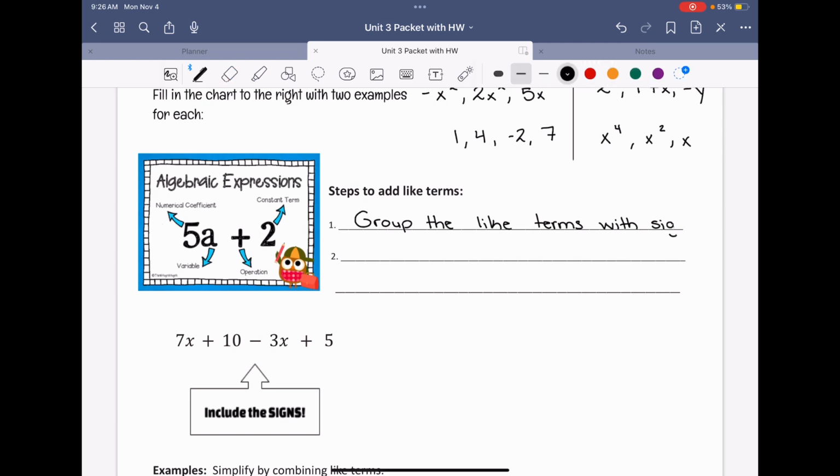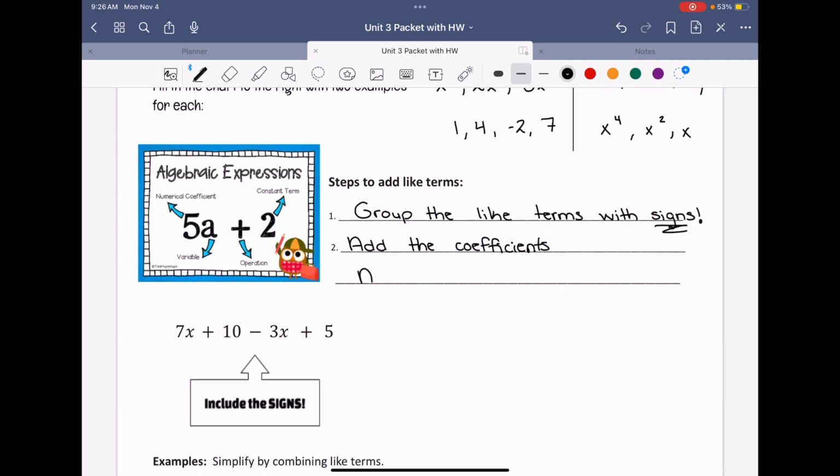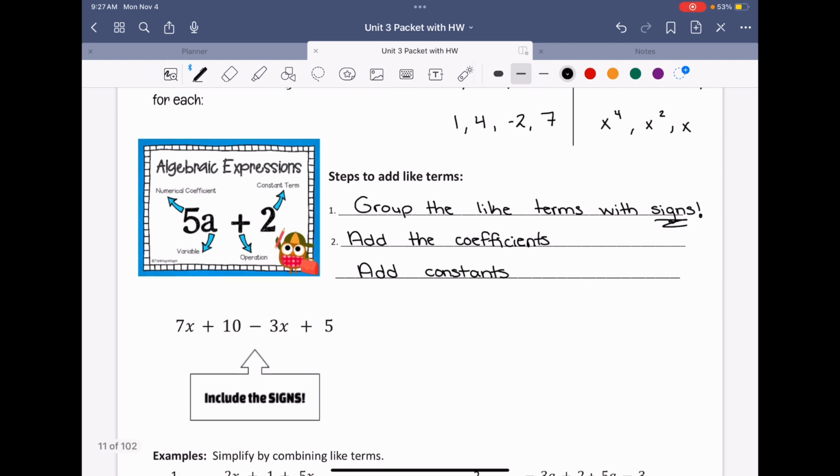And what I mean by that is you're going to make sure that if it's negative, you include the fact that it's negative. Once we do that, we're going to add our coefficients, or add the constants, depending on if they have a variable or not. So let's take a look down here.